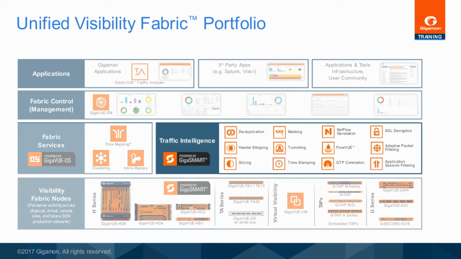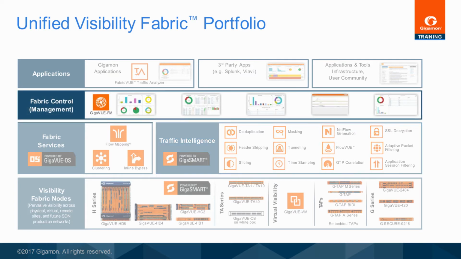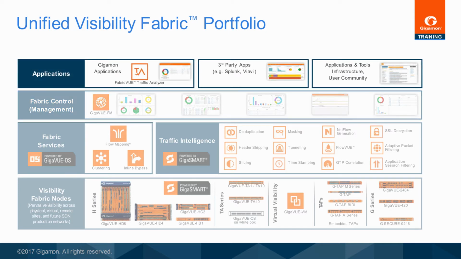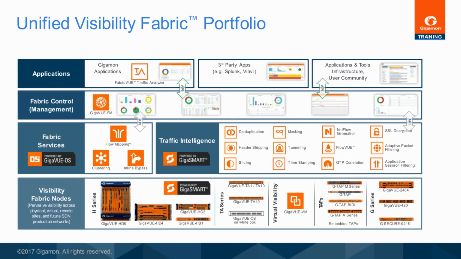Traffic intelligence is powered by GigaSmart technology, which provides stateful and packet-level optimization and normalization functions. GigaVUE Fabric Manager provides centralized management and a common policy framework for the entire visibility fabric. Fabric Manager also enables software-defined visibility for programmability, automation, and tool integration through an open, extensible framework.